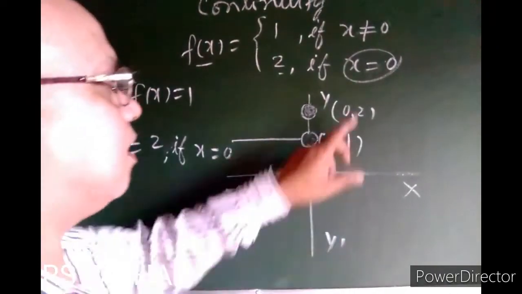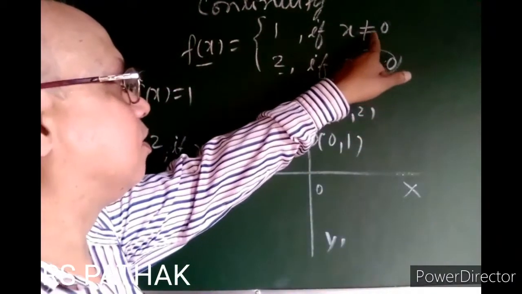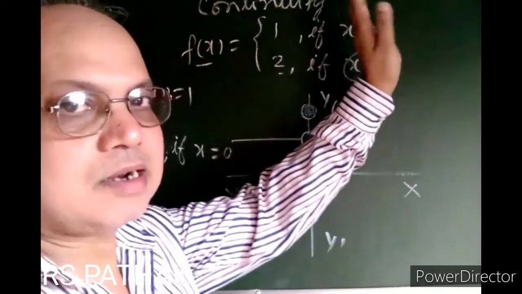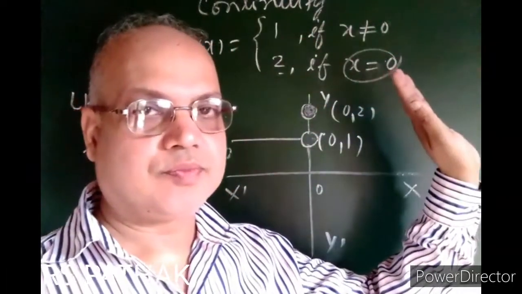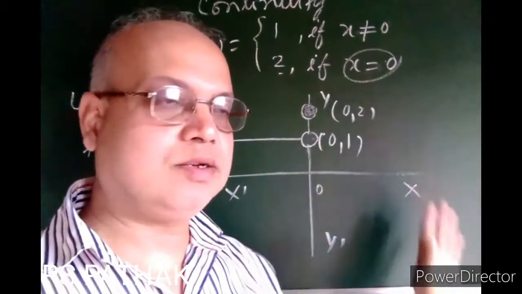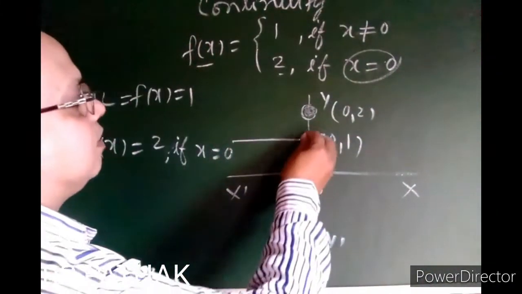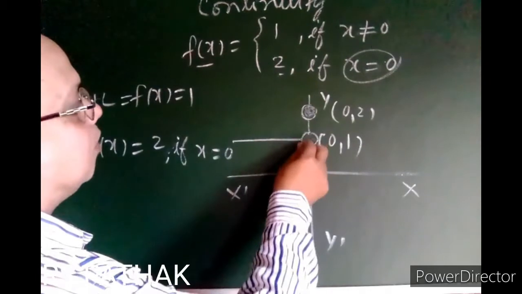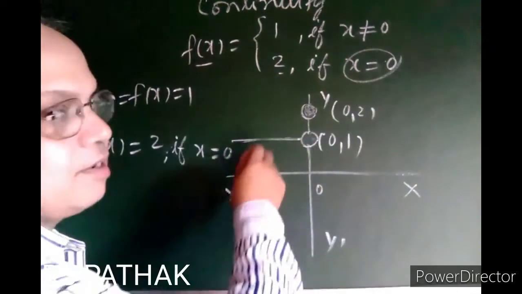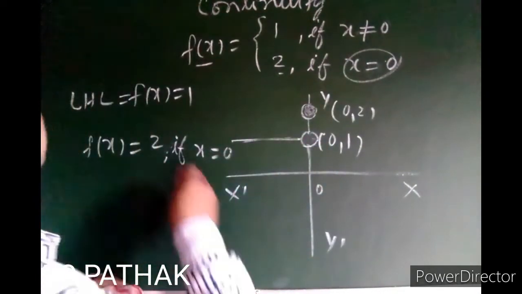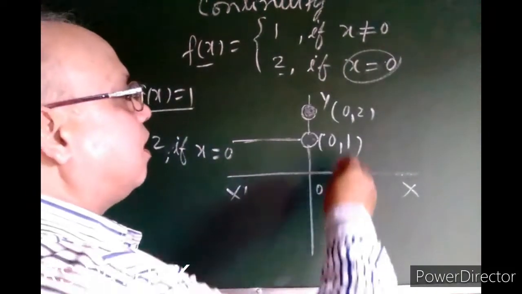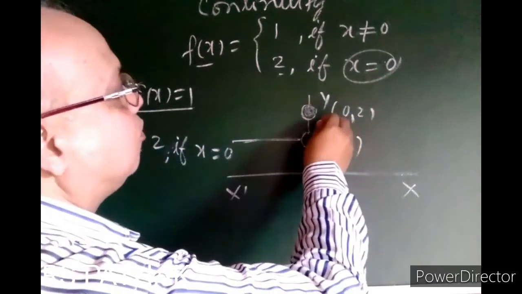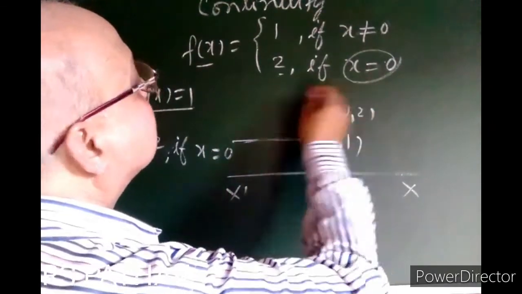Here you are seeing that for the values of x which are less than 0, which means outside of 0, meaning all the values which are less than 0, the value of the function is 1. And at x equal to 0, the value of the function is 2.